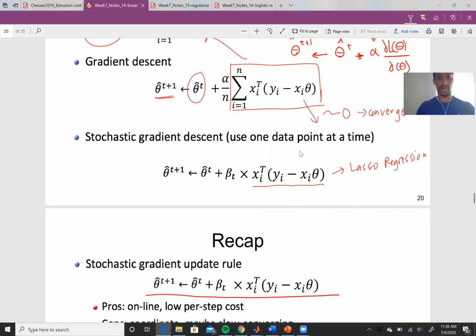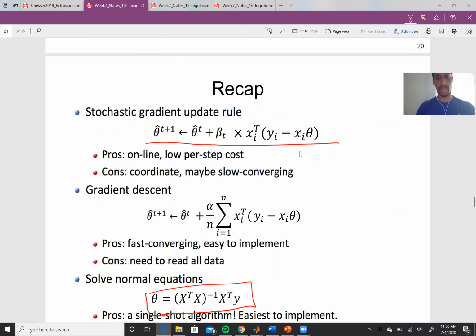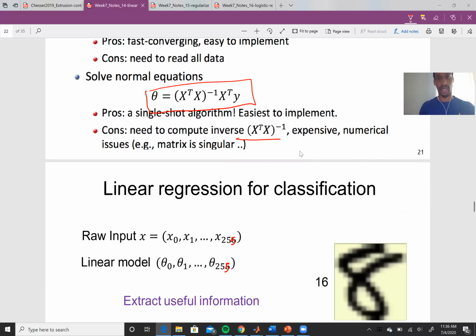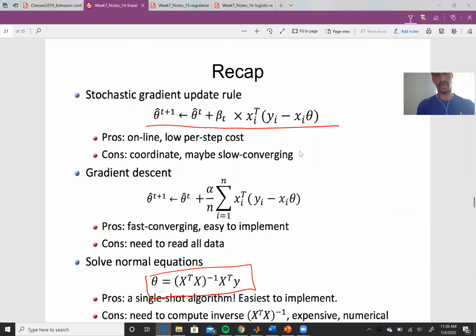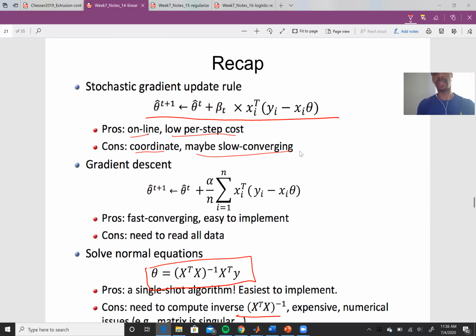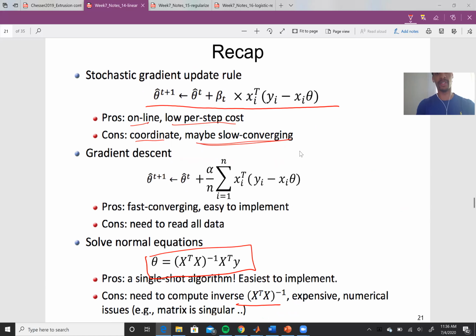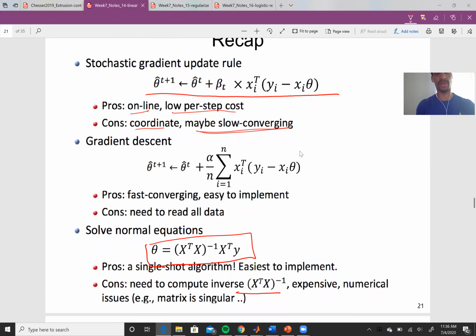Okay, so I guess a recap on this. Yeah, so you can do the stochastic gradient descent: pros, online, super low cost per step. Cons, coordinates, maybe slow. What does that mean, coordinates? You're doing point by point. Okay, point by point. And maybe slow converging. So you might have to do a few of these to see what the actual point is.